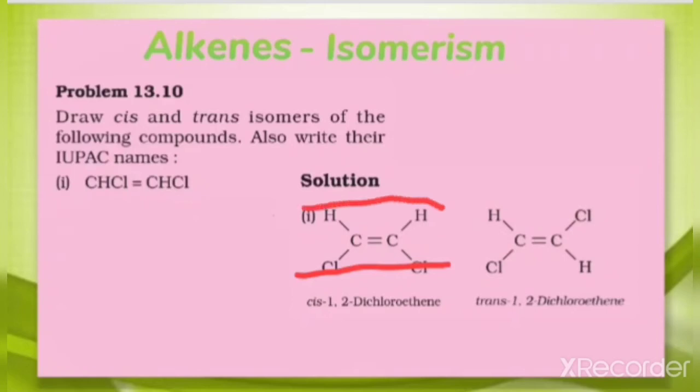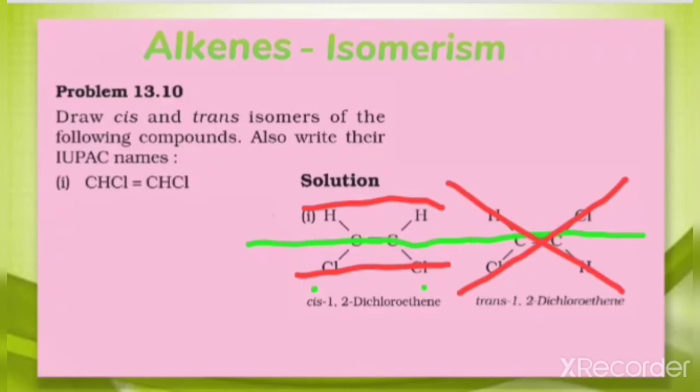The two hydrogens are on the same side of the double bond. Before that, you make one line over the double bonded carbons, and you can see that the two identical ones are on the same side. Look at the trans one: make the line over the double bonded carbons, and you can see that here the identical groups are on the opposite side. Here also the identical atom, that is hydrogen, is on the opposite side. That is called the trans form, and you can give the name trans-1,2-dichloroethene.